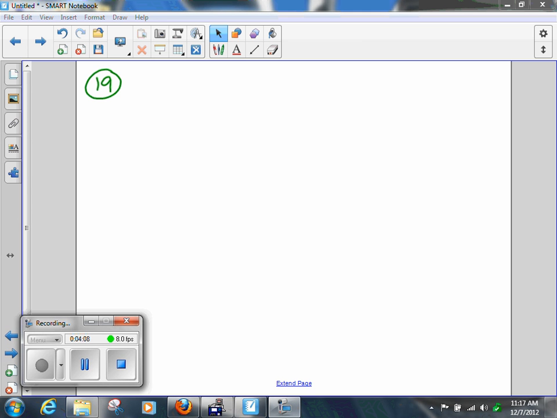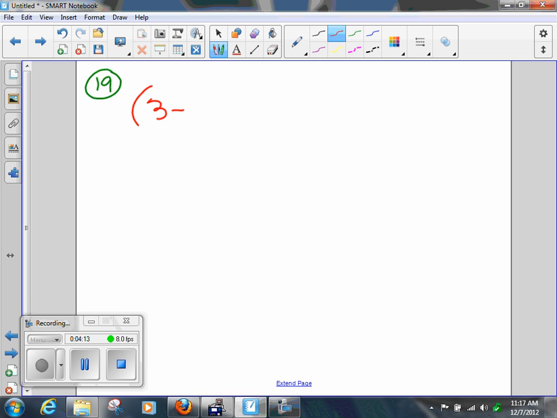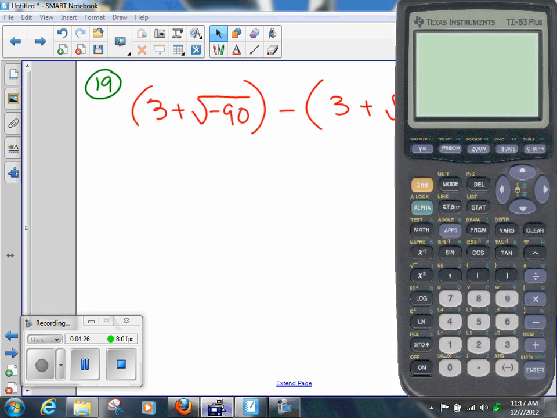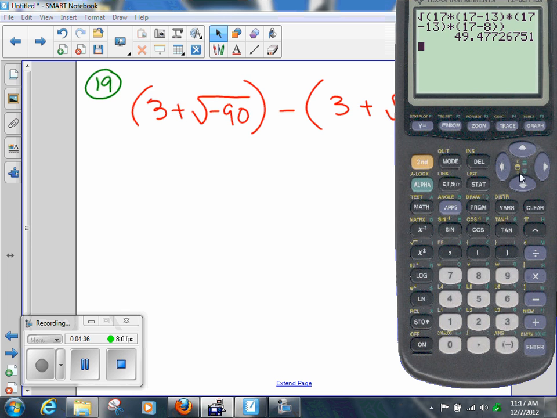So 19 is beautiful radicals. 3 plus root negative 90 minus the quantity 3 plus. Here we go. All right, this is a total calculator problem, folks, okay? Now, here's what you're going to do. Emily, did you use parentheses? All right, first of all, I've got to clear out your memory before you take that test, okay?